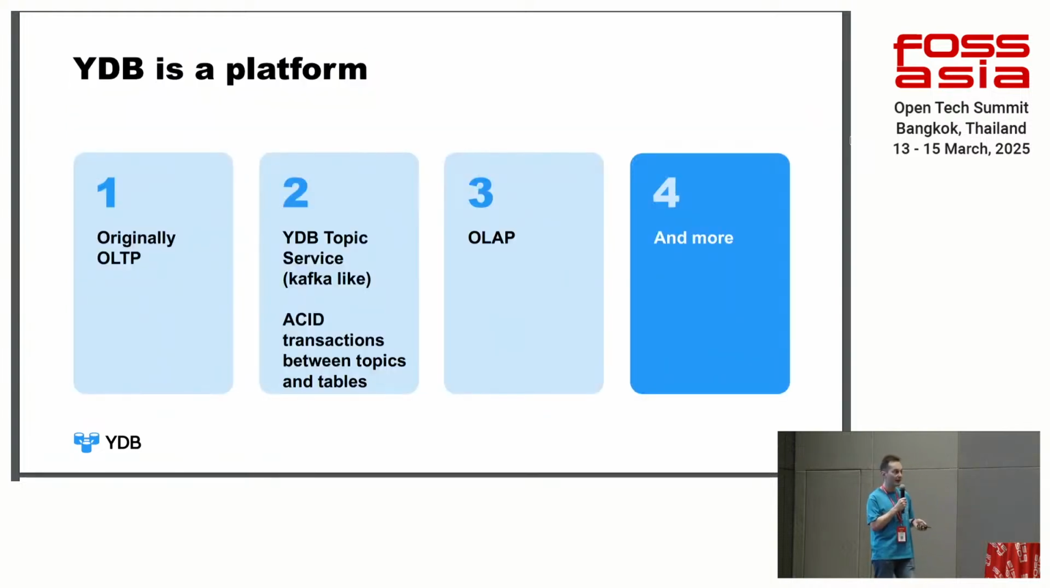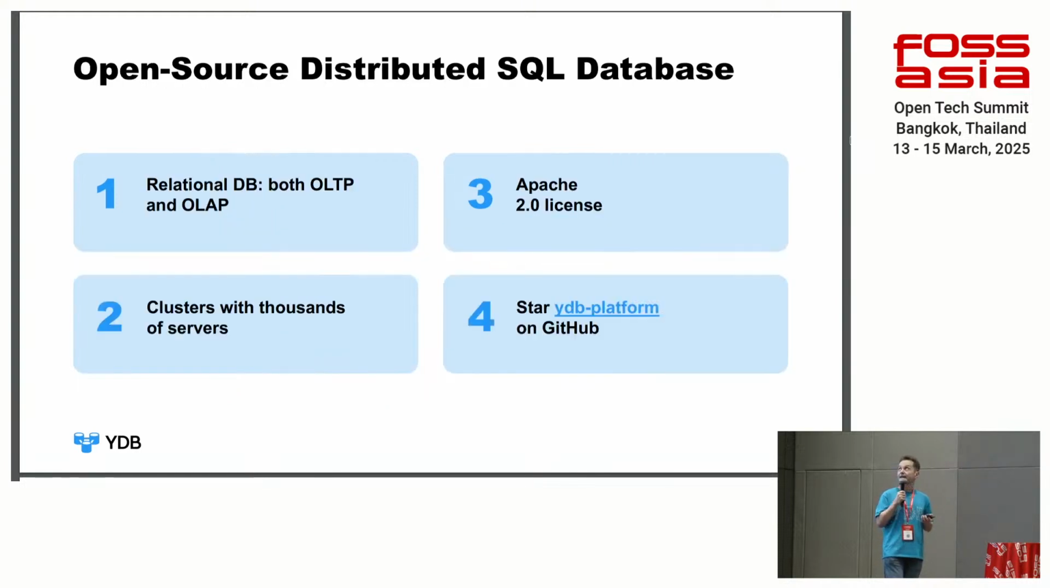Well, to the topic. Actually, YDB is not just a distributed database. It's a platform because we support OLTP, OLAP, and we even have a Kafka-like persistent queue. Moreover, we have ACID transactions between topics and OLTP tables. It really simplifies application development. Besides that, we also have more stuff. You might want to check our website. We have stuff like NBS, Network Block Store, for example. And we are fully open source. That's why we are here.